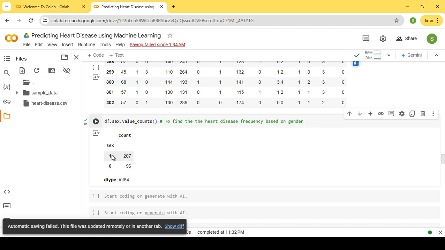Okay, so as you could see, the first one represents males. So let's type that here. One is equal to male. On the other hand, 0 is female.